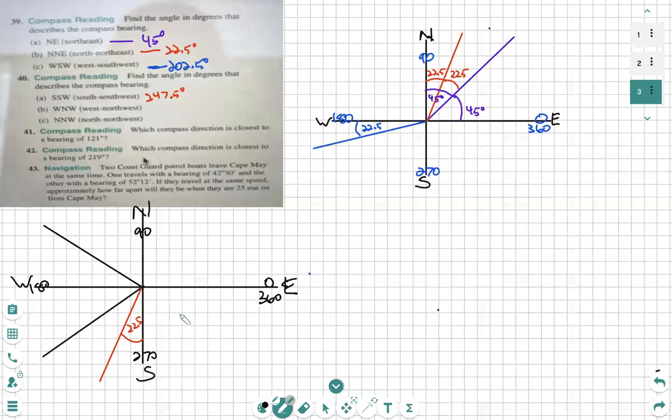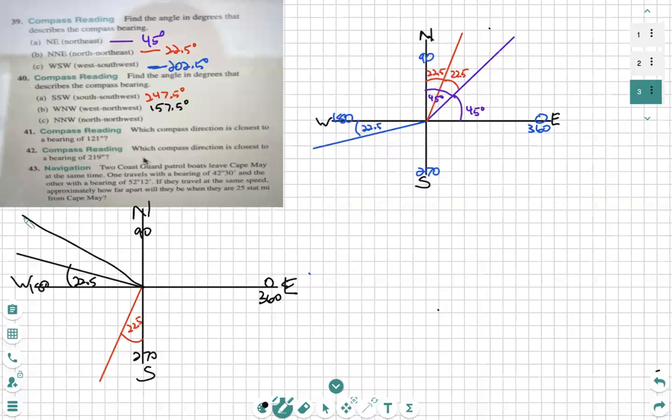Now we want to go west-northwest, which is going to be between west and northwest. We know northwest is right there, so west-northwest is going to be there. We know that that's 22.5 based on the other drawing we did earlier. We'll get rid of these guys. 180 minus 22.5. This angle measure is 157.5 degrees.